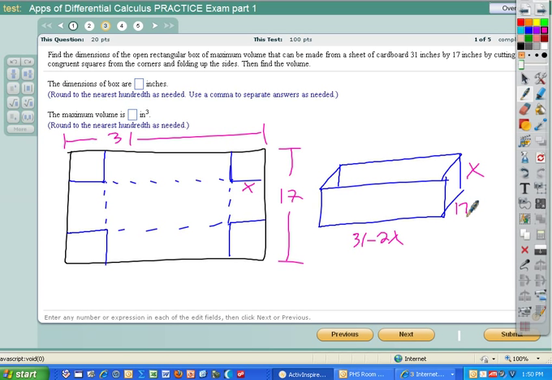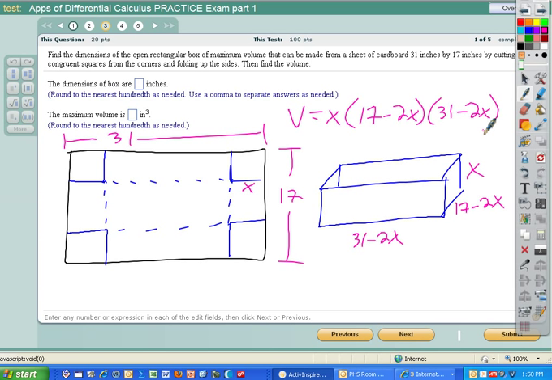Once we get the picture drawn, this one isn't too bad, because when we're trying to maximize volume, that's only going to have x's in it. So the volume is just going to be what? Multiply them: that times that times that. Okay, makes sense?